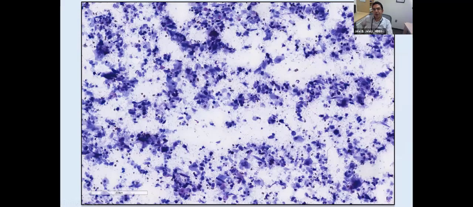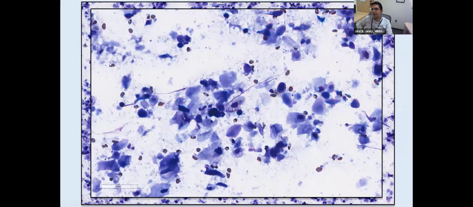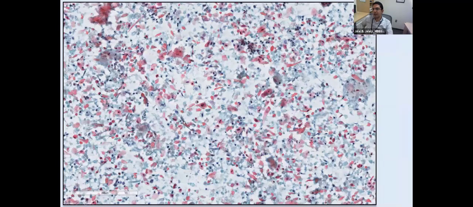So in the Diff-Quik stain, you can see that there are scattered squamous cells in the background. There's some necrosis going on in the background. There are abnormally shaped squamous cells. Also a lot of cells with increased N/C ratio, such as these cells here. And also on higher magnification, you can see squamous cells with irregular nuclear membranes. So certainly worrisome features for squamous cell carcinoma.